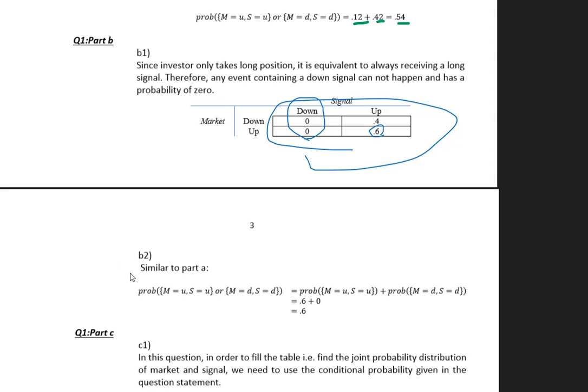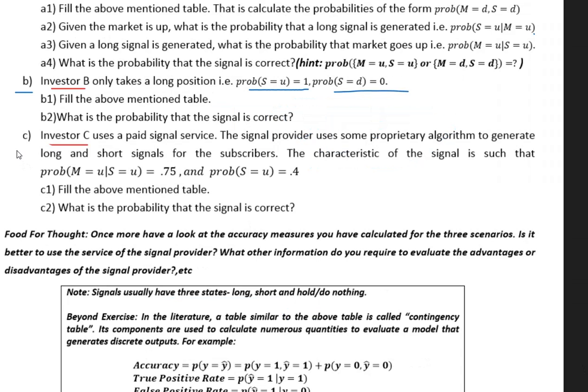And for the next part, we are required to calculate this probability, which is similar to the previous part. And using that method, we obtain that the probability that this person is right is 60%. This is the end of part B of question 1, exercise set A. Now to part C.